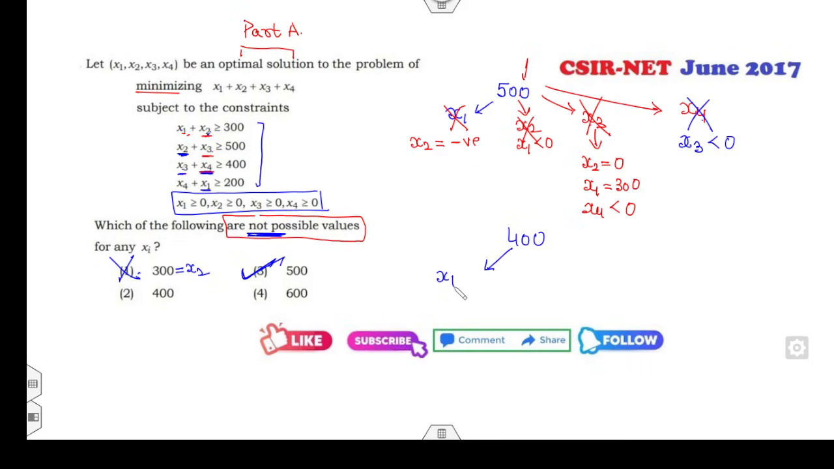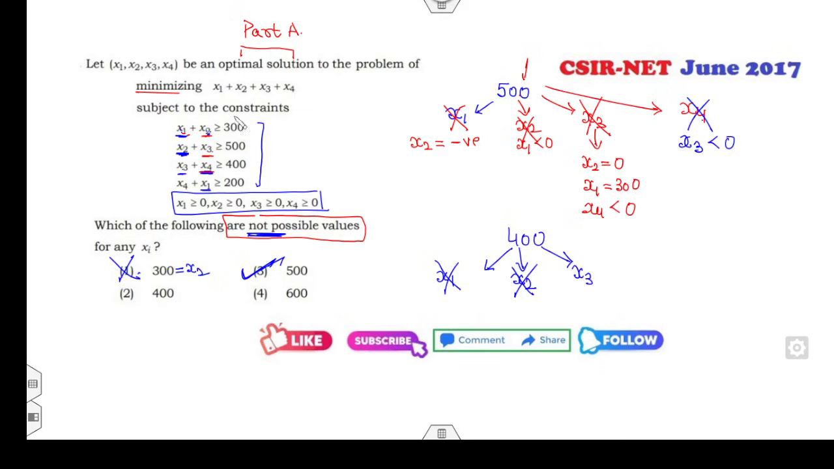Can x1 be 400? If x1 is 400, then x2 will be negative, so that means that is not possible. Can x2 be 400? If x2 is 400, then x1 will be negative from the first equation. That is again not possible.